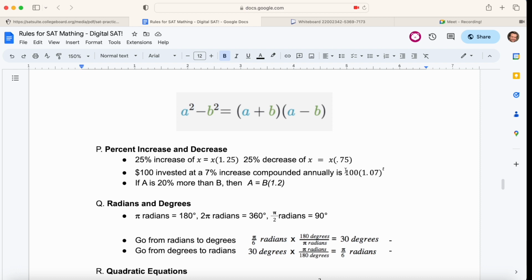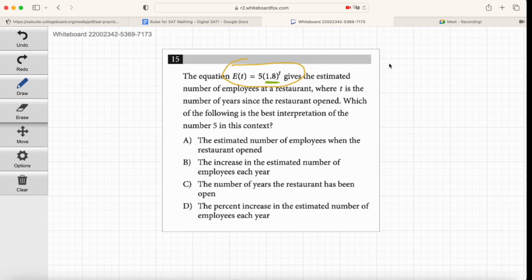If we see a percent decrease question, we'll get into that in more detail, and I think it'll make more sense in the context of another question. But let's go back to this question here. So what's the percent increase going on here? How much is the number of employees increasing every year? You should be able to figure that out. 1.8. But it's not a 1.8% increase, right? It's not a 1.8% increase.